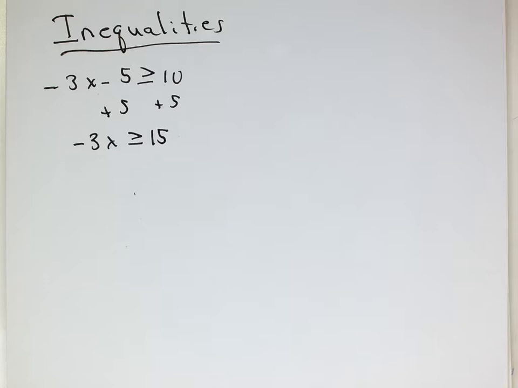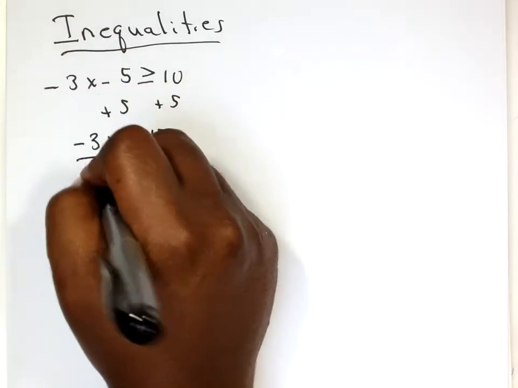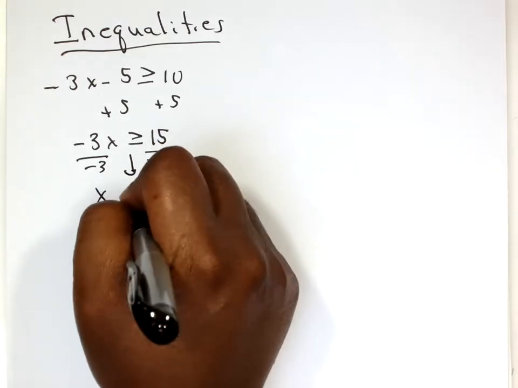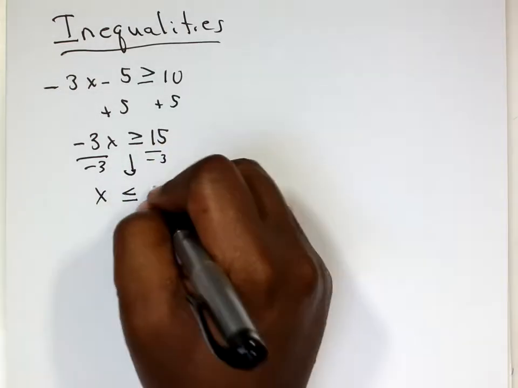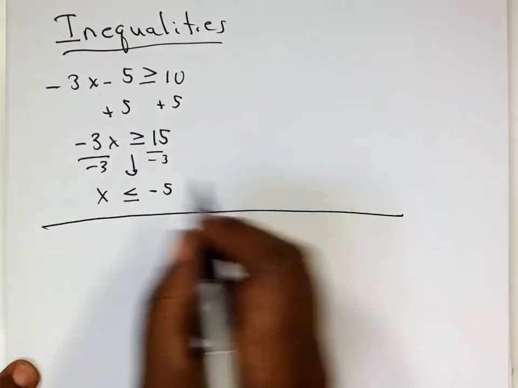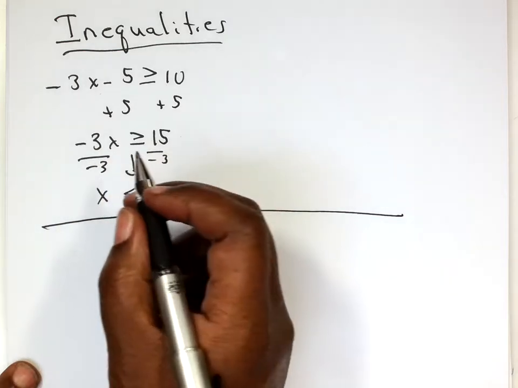And now this part is where it differs from just an equation. I need to isolate x by dividing by a negative 3. So when you multiply or divide by a negative, when you have an inequality, you have to reverse the sign. So dividing by negative 3 on both sides gives me x, and now it becomes less than or equal to a negative 5. So that's an inequality with just 2 parts.